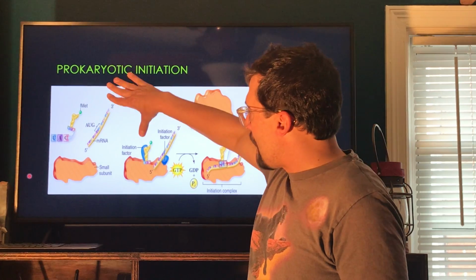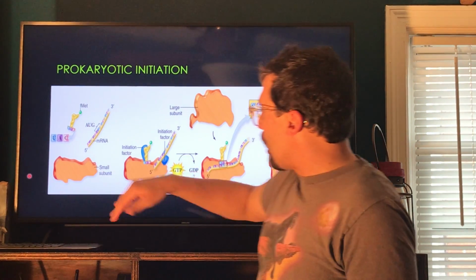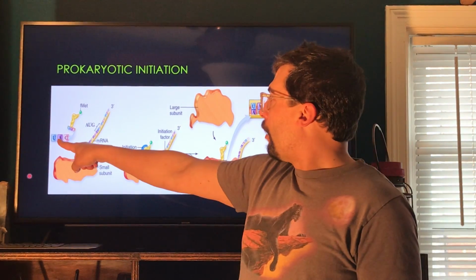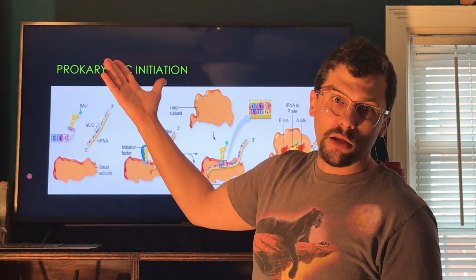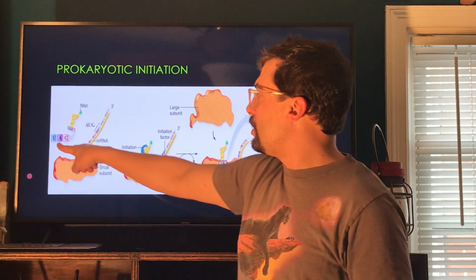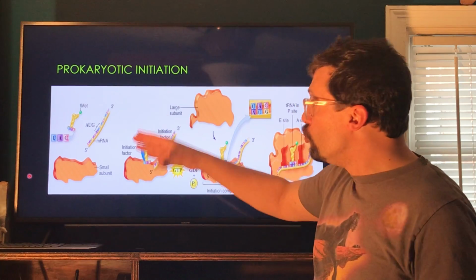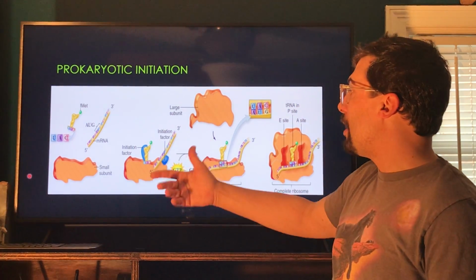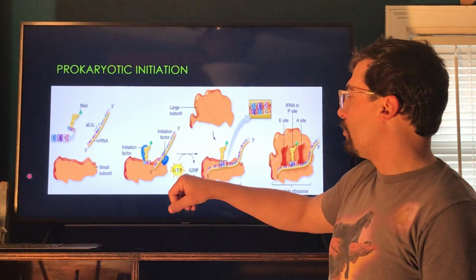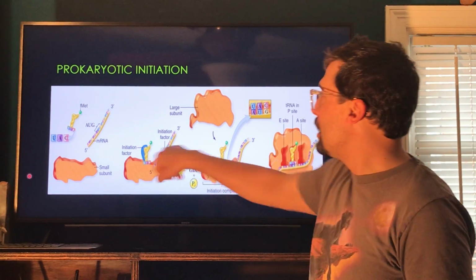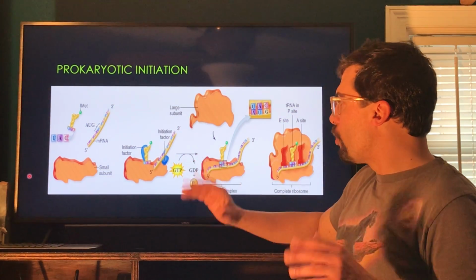Okay, so what's going to happen? The mRNA is going to bind to the small subunit, and we're going to be looking for methionine. Remember methionine, AUG, there's the anticodon, UAC, and so this is going to be our initiation factor. We get an initiation factor here and here, and this is going to be in prokaryotes, right?